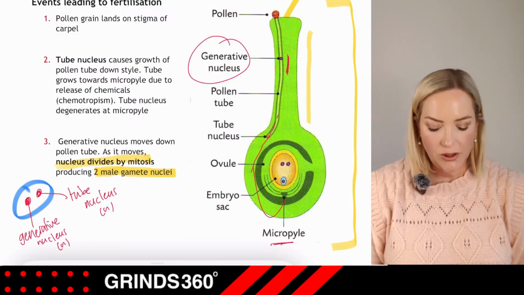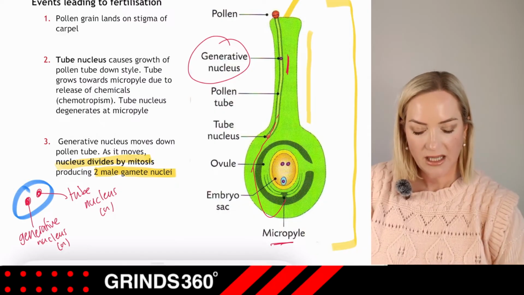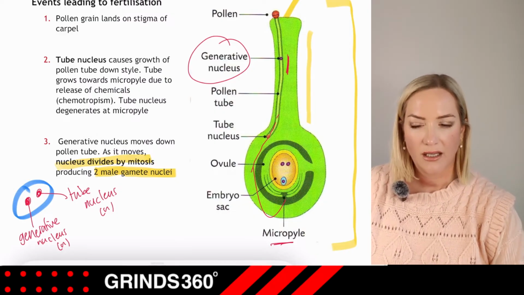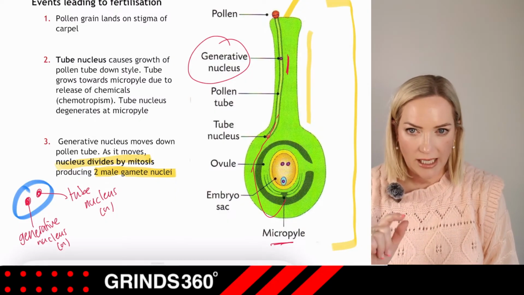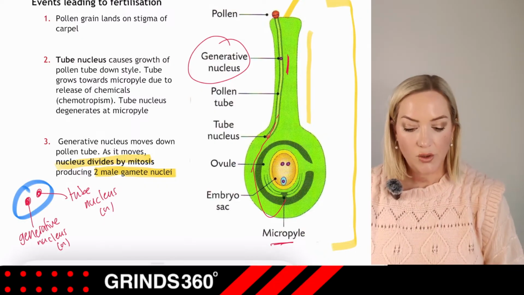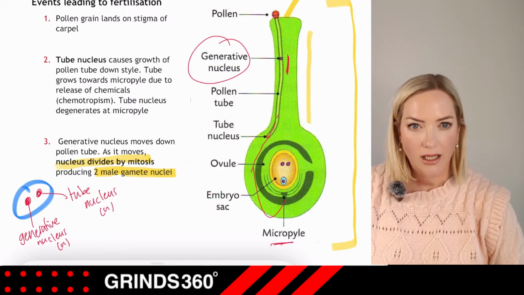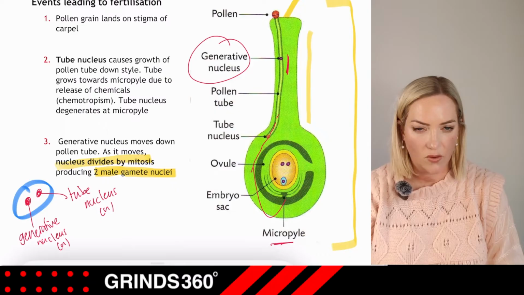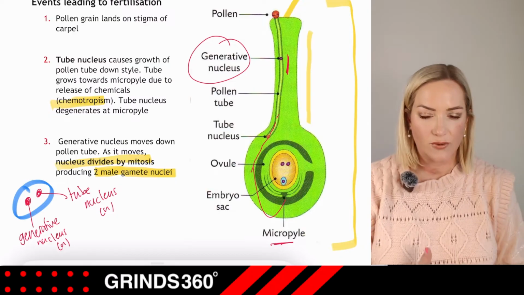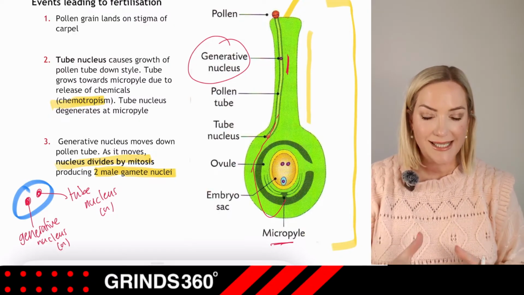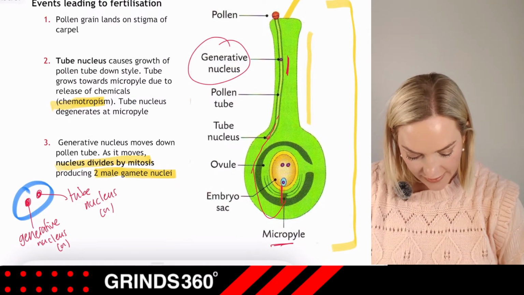Okay, so your mature pollen grain is going to land on the stigma of the carpel. Within our mature pollen grain, we have our generative nucleus and our tube nucleus. Your tube nucleus is going to form a tube down the style towards the micropyle. What causes the tube nucleus to form that tube? Chemotropism. Once the tube nucleus gets towards the micropyle, it's going to disintegrate. So it's basically growing down and making an entrance in here for our 2 male gametes to enter.